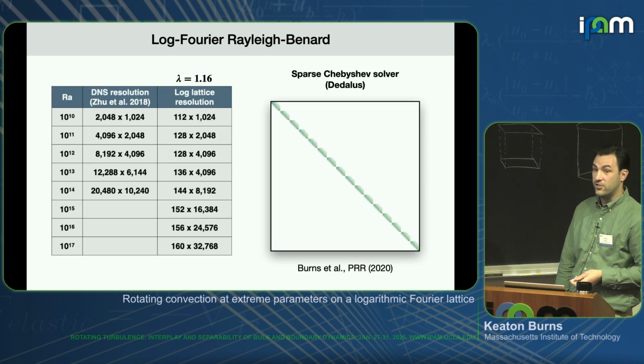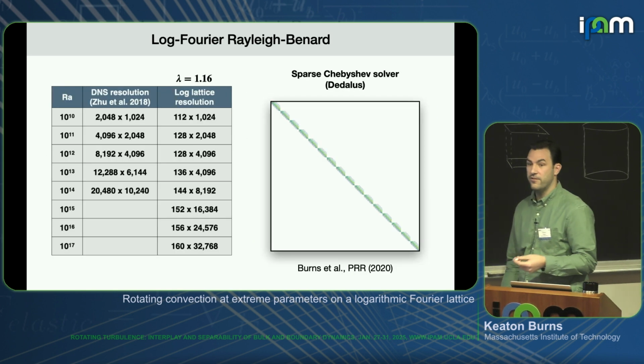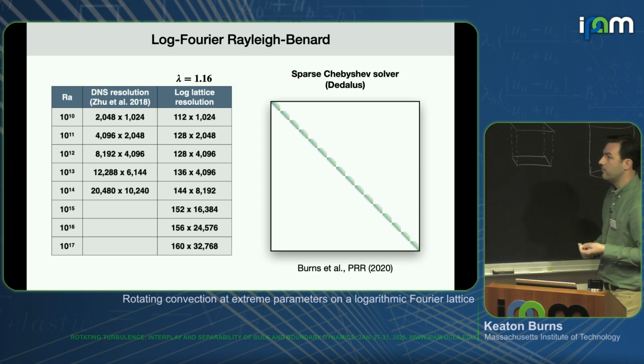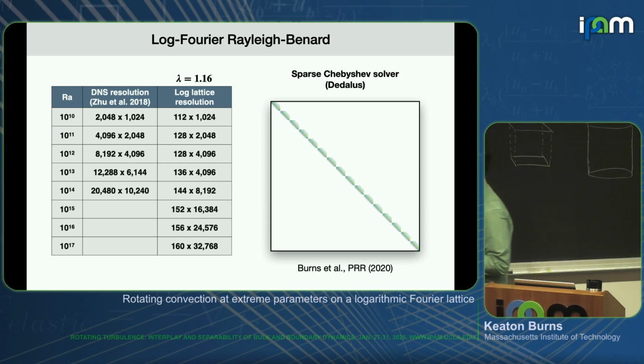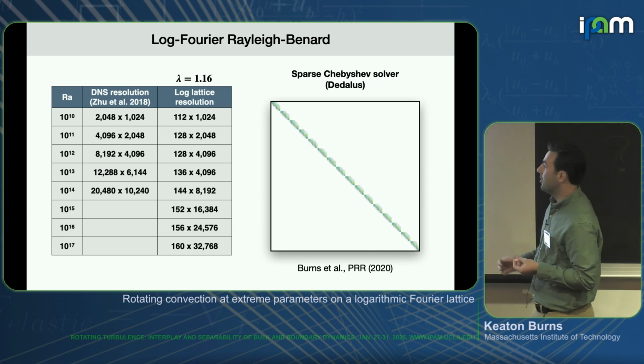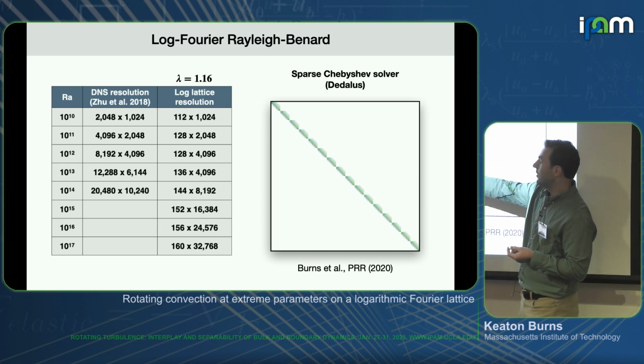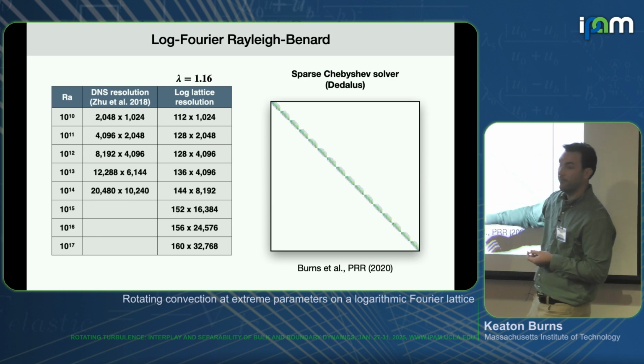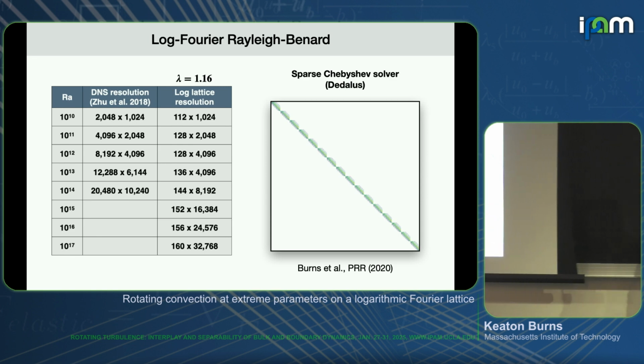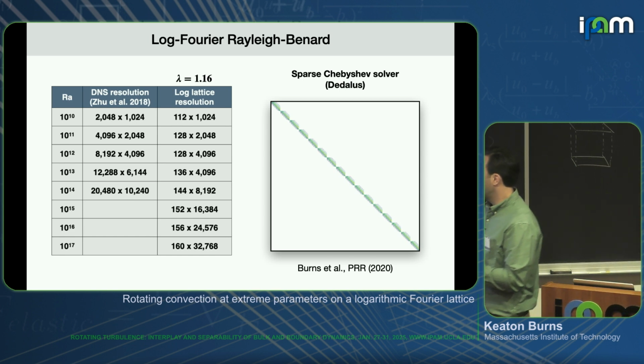But the point is that it's cheap, right? The horizontal resolution is very small to get the dynamic range that we need. So we were able to use this technique and go up to Rayleigh numbers around 10 to the 17, whereas the state of the art for DNS is 10 to the 14, right? And the numbers here are kind of crazy.